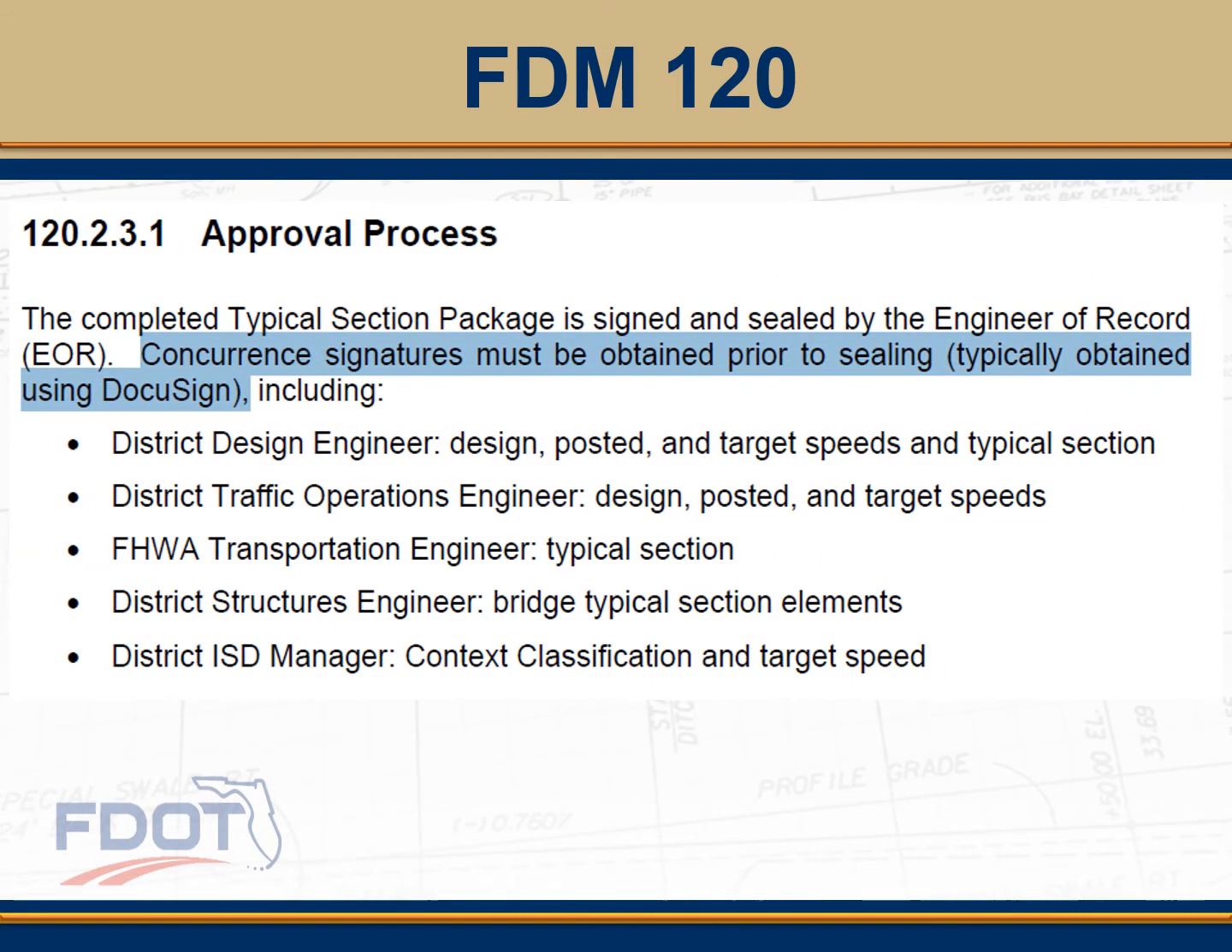One last final thing to cover is a change in the approval process. As shown here in the highlight, we're asking that concurrent signatures be obtained prior to signing and sealing, typically by DocuSign. We showed you the example, the exhibit, where we collected signatures using DocuSign. So now the process is that we take the draft or the final version of the typical section package, route it around to get those concurrent signatures, then sign and seal it and submit that to the department.